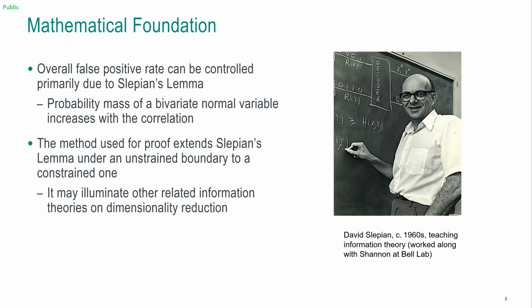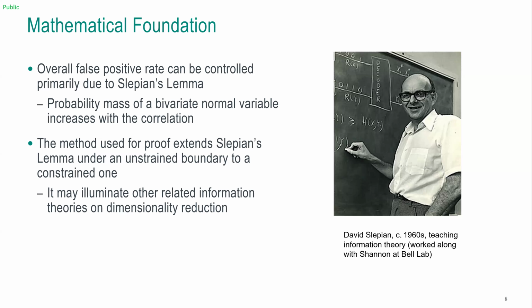The lemma basically states the fact that the probability mass of a bivariate normal variable increases with the correlation between the two variables. And I heavily rely on this lemma to prove that the overall false positive rate of the 2-in-1 design can be fully controlled. Again, meaning that the design is statistically valid.